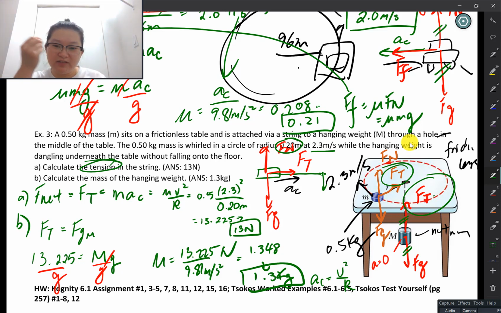There's a specific speed that this little m can have. Otherwise, the big hanging mass will not be able to stay put. Very interesting setup. Okay, well, that's example 3 for you.